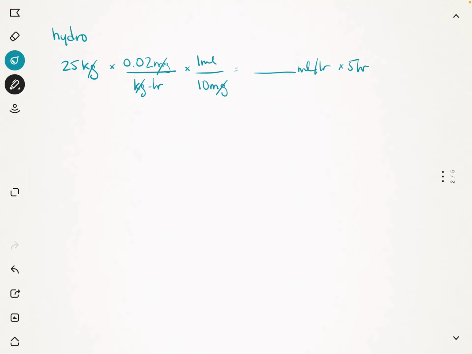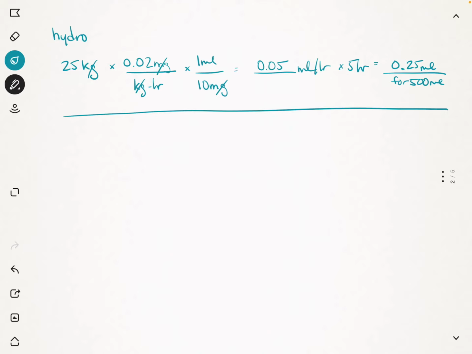times our 5 hours equals, so we've got 25 times 0.02 divided by 10, which is 0.05 mils an hour times 5 hours, which gives us 0.25 mLs for the 500 ml bag. Okay, so what's our next drug? All right, so we've got this one up here.